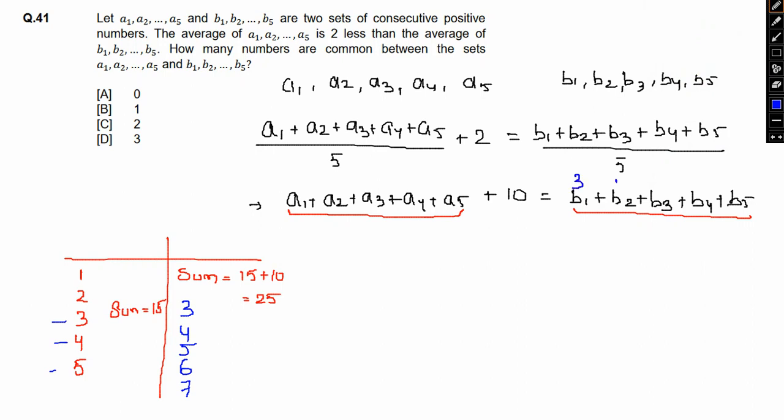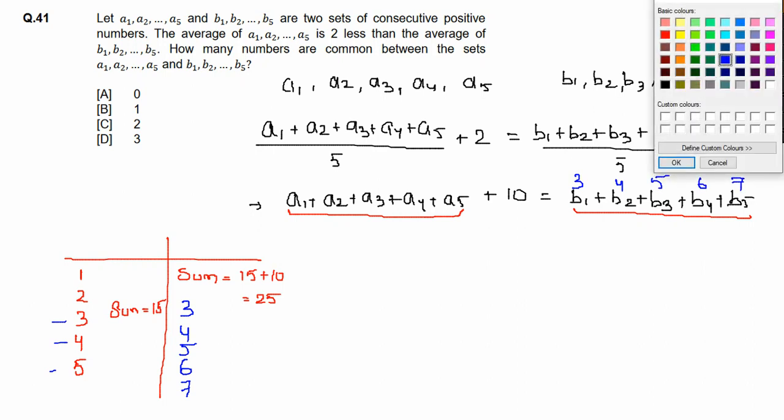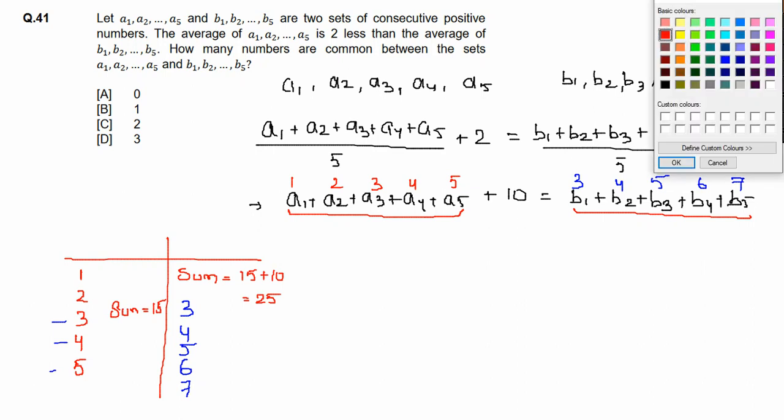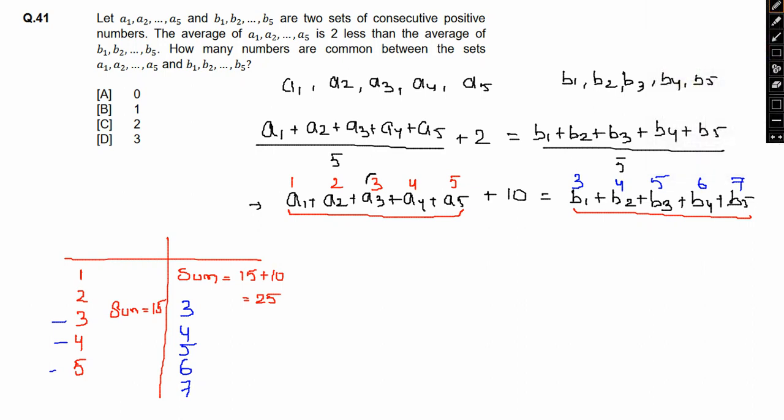This is 3, this is 4, this is 5, this is 6, this is 7. Similarly, in terms of A, this will be 1, 2, 3, 4 and 5. So now if I am to find the number of common terms in this regard, 3 is a common term, 4 is a common term and 5 is a common term. Okay, so we have 3 common terms. Option D is our answer.